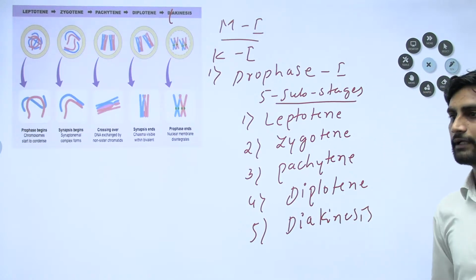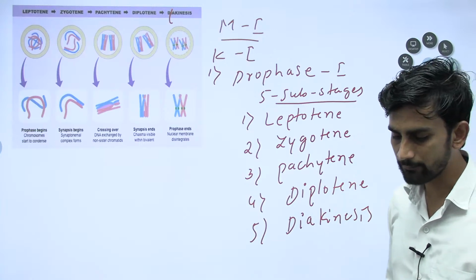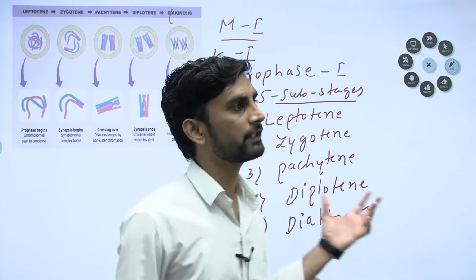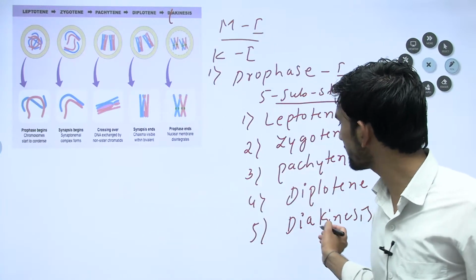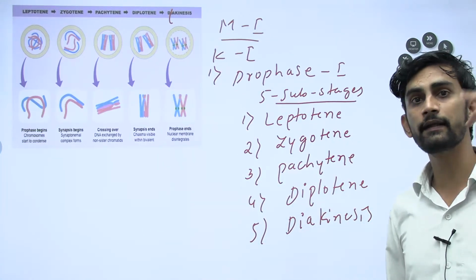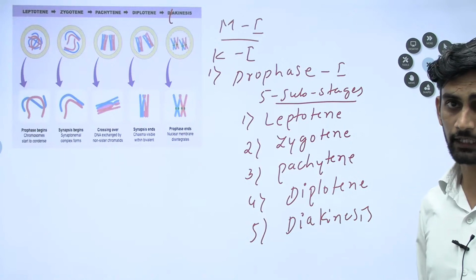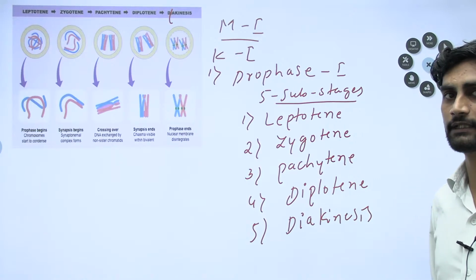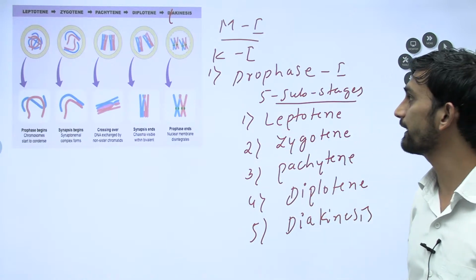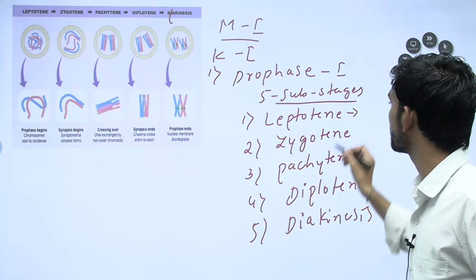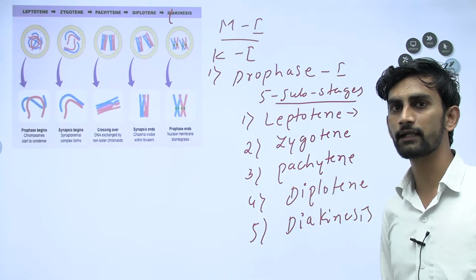What are the different events happening in prophase 1 of meiosis? After completion of diakinesis only, the cell will enter into metaphase 1, then followed by anaphase 1, then followed by telophase 1. In prophase 1 you are finding only 5 sub-stages. In one line, I'll give you what is happening in each particular sub-stage.